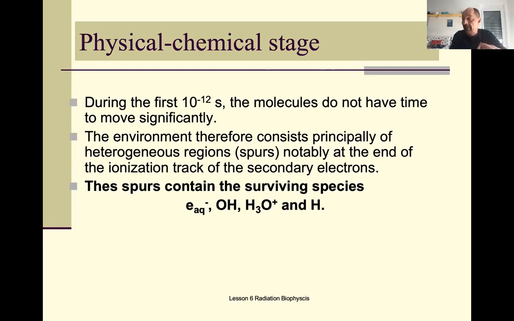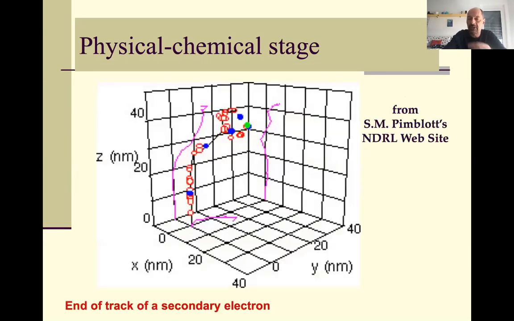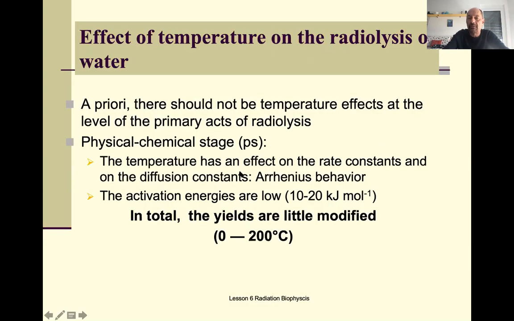And this spur in water, these regions in water that we are creating, contains a lot of the surviving species, like the free radical and the aqueous electrons. These are examples of how the different free radicals appear at the end of a track of secondary electrons.